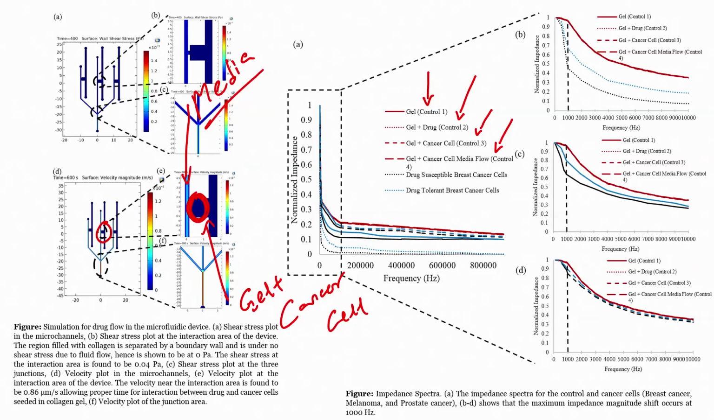Fifth would be, now we have cancer cells, which are breast cancer cells, and we are loading media plus drug. What is the impedance? We are flowing media plus drug, and here it will be gel plus cancer cell, which is breast cancer cell.